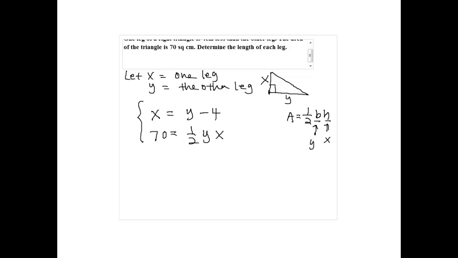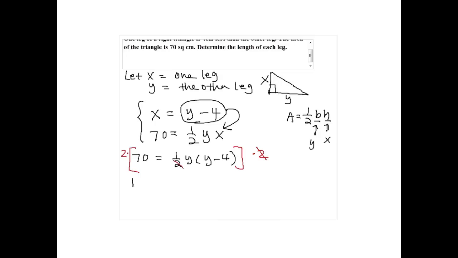Now we're going to solve this system. By substituting y minus 4 into the x in the second equation, we have 70 equals 1/2 y times y minus 4. First, we multiply both sides by 2 to eliminate the fraction. So we have 140 equals y squared minus 4y after we distribute y to each term inside the parentheses. By subtracting 140 on both sides, we have 0 equals y squared minus 4y minus 140.